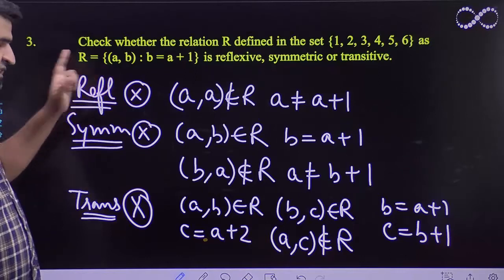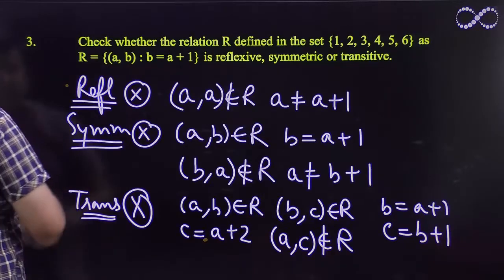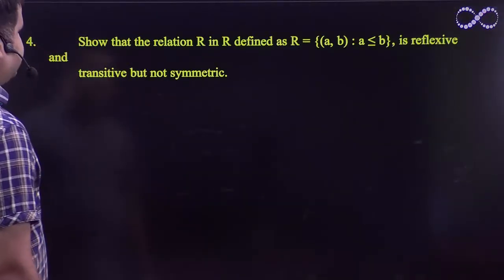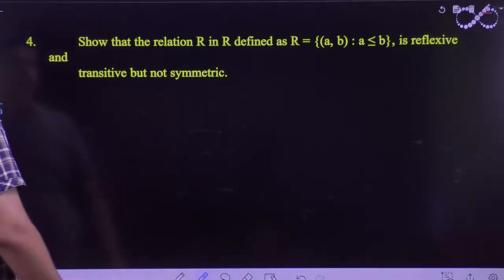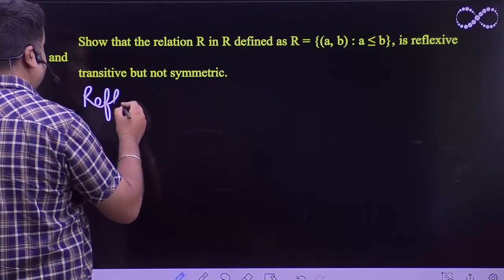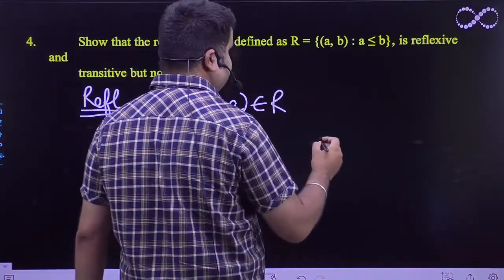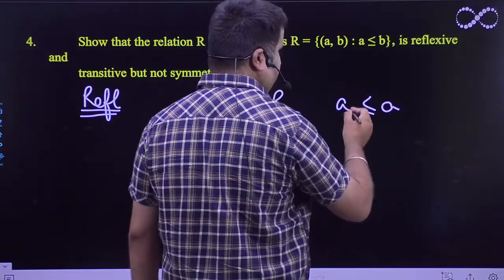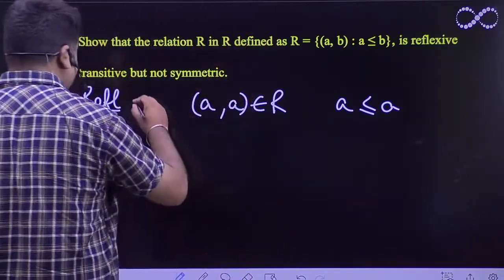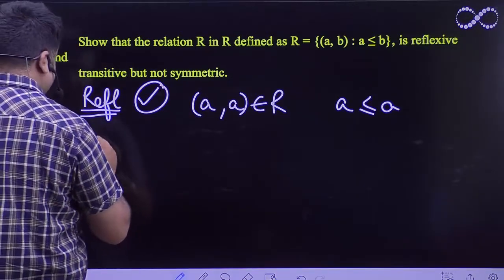Hence, this is not reflexive, not symmetric, not transitive. Let's move on to the next topic. Next question. In this we have a relation which is defined as A is less than equal to B. For the reflexive property, it's pretty simple. (A, A) belongs to R since A is less than equal to A. Now A is not less than A, but A is equal to A, which is one of the conditions of this inequality. Therefore, this is a reflexive relation. Now let's check for symmetric relation.